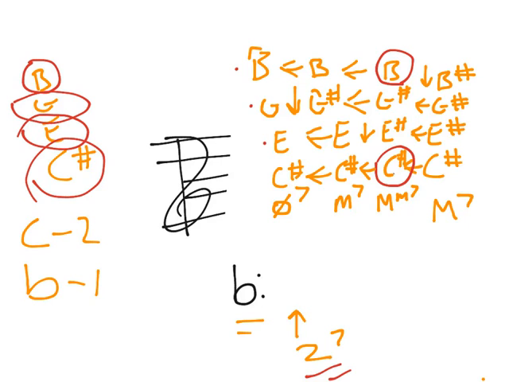When I put 2 in Roman numerals, I write 2 little i's. It's half diminished, so I put a circle with a slash through it, and if you remember, it was in snowman position already, so I just put a 7 because that's the snowman position. It's root position, 7th chord. Okay, let's do another.